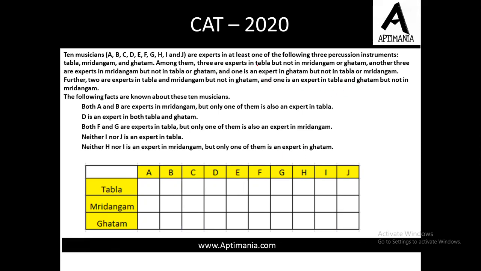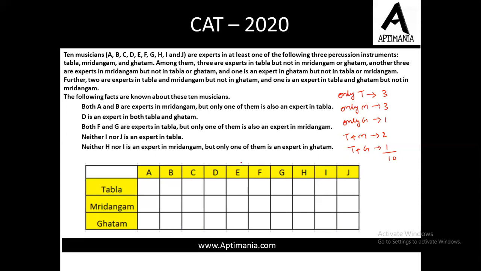So among them, three are experts in tabla but not in any other two. So basically, we are talking about only tabla. For only tabla, how many individuals are there? Three. Another three are experts in mridangam but not in the other two. So for only M, we have how many? Again three. Then one is expert in G but not in T or M. So for only G, only one individual is there, right? Now two are experts in T and M but not in G, so for tabla and mridangam the value must be two. And one is expert in tabla and ghatam but not in mridangam, so for T and G the value is one. So in total, we have 10 individuals, right?